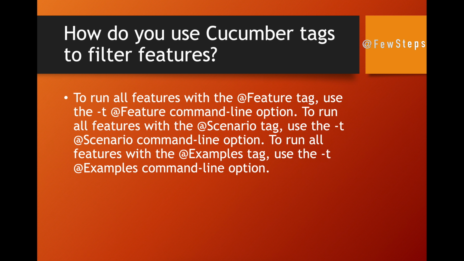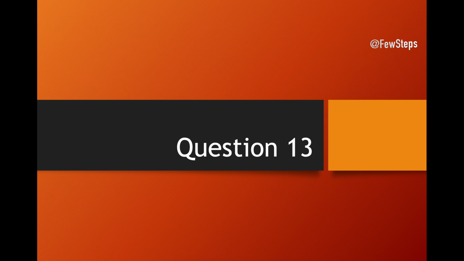Question 12. How do you use Cucumber tags to filter features? To run all features with the @feature tag, use the -t @feature command line option. To run all features with the @scenario tag, use the -t @scenario command line option. To run all features with the @examples tag, use the -t @examples command line option.